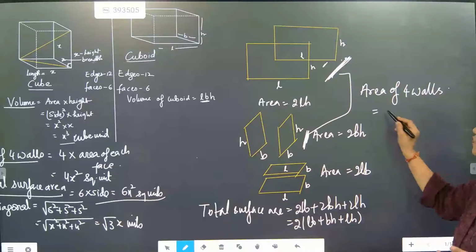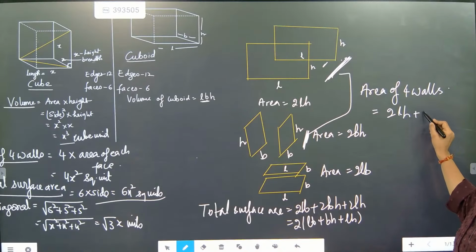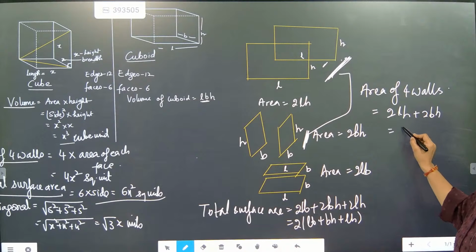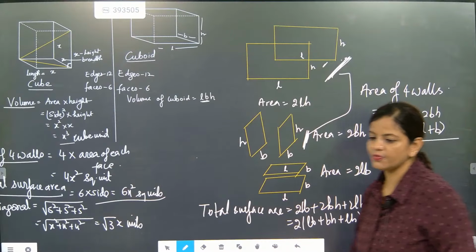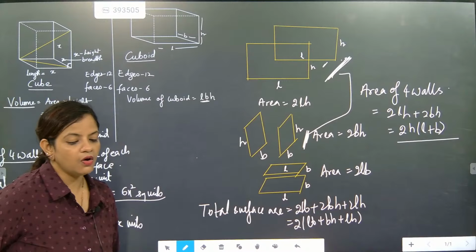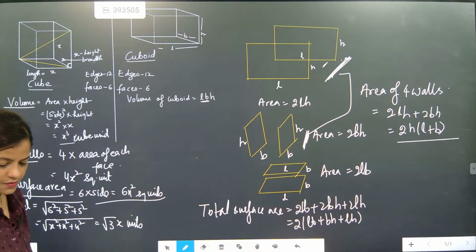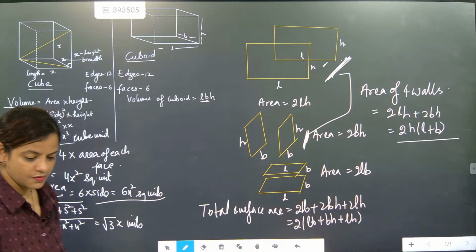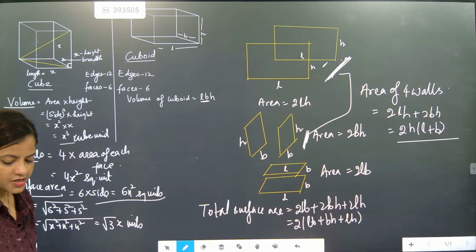And area of four walls is coming as 2LH plus 2BH. So it is 2H times (L plus B). This is the formula for area of four walls. Note it down. Yes, that is the area of four walls.